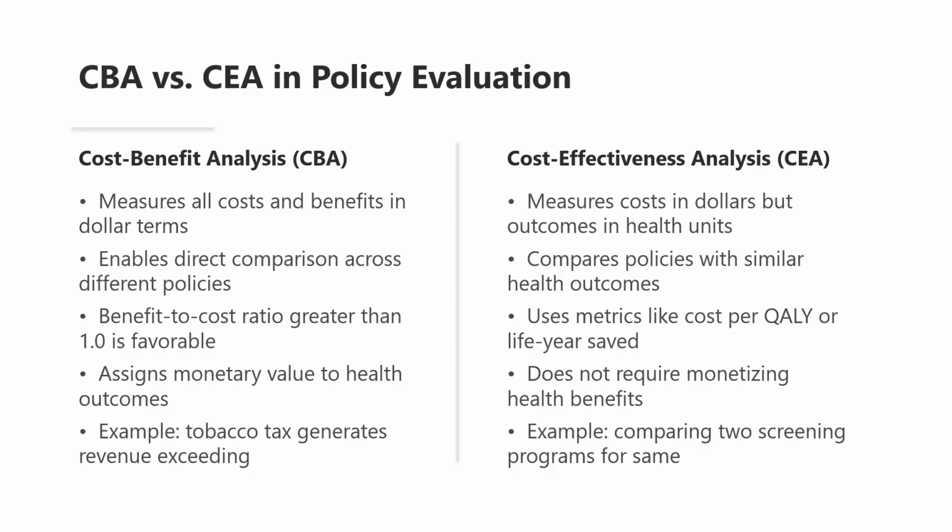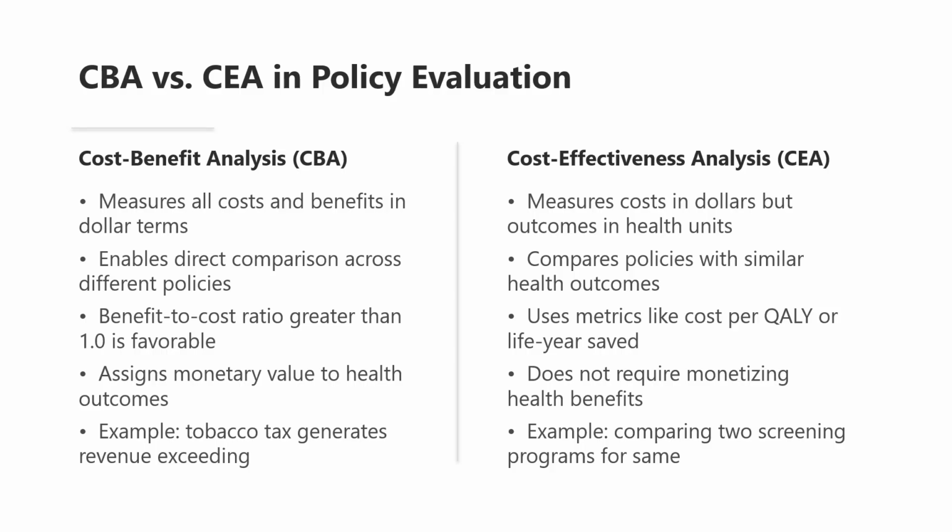If a tobacco control policy has a benefit to cost ratio of 3:1, it means every dollar spent generates $3 in benefits. If a seatbelt enforcement policy has a ratio of 5:1, you can directly compare the two. However, the major criticism of CBA is that assigning dollar values to human health and life is ethically controversial and methodologically challenging.